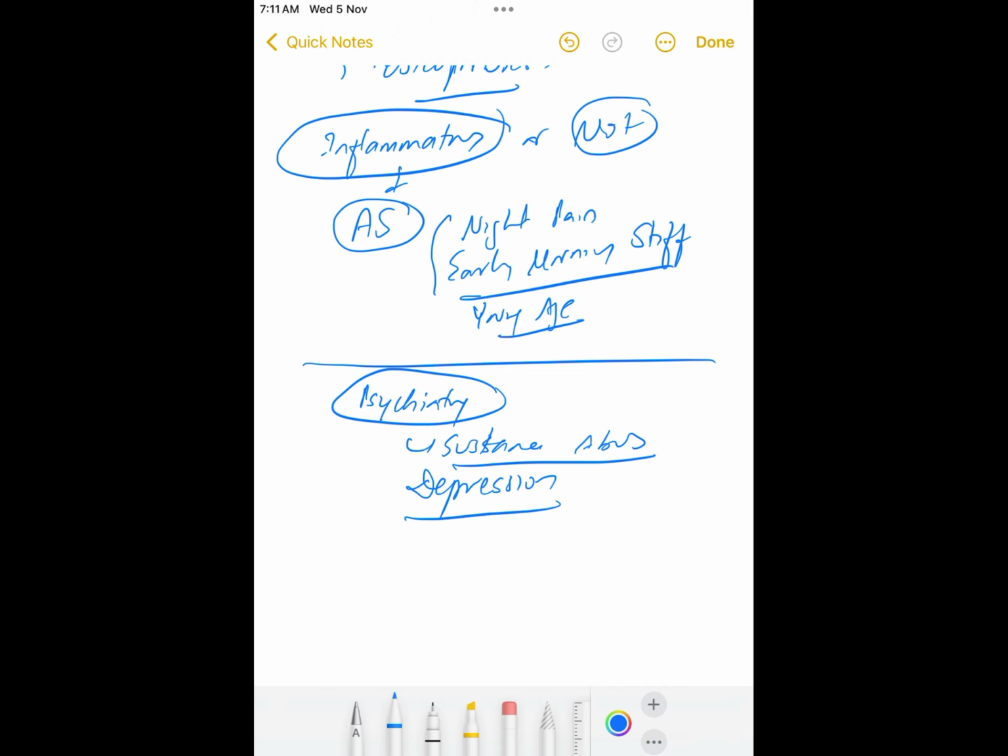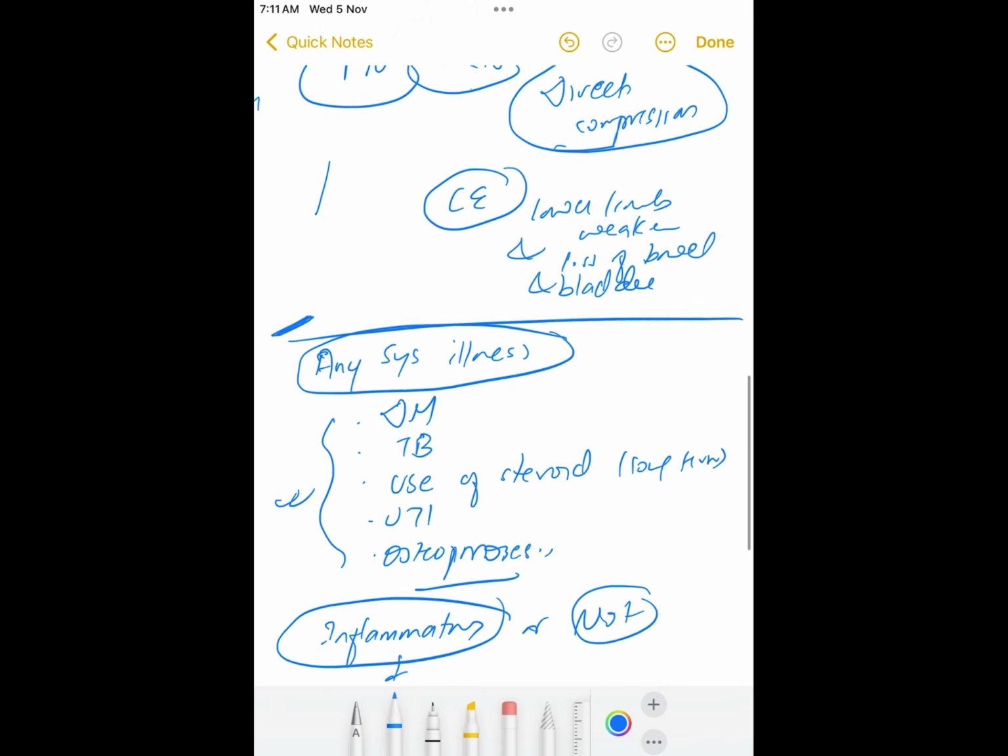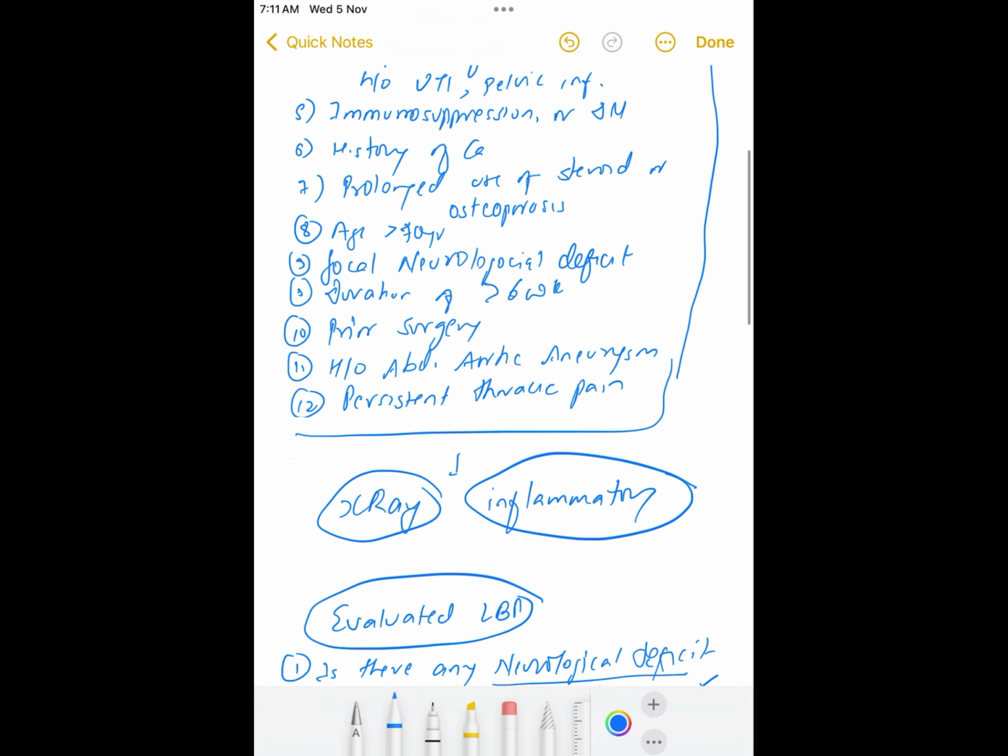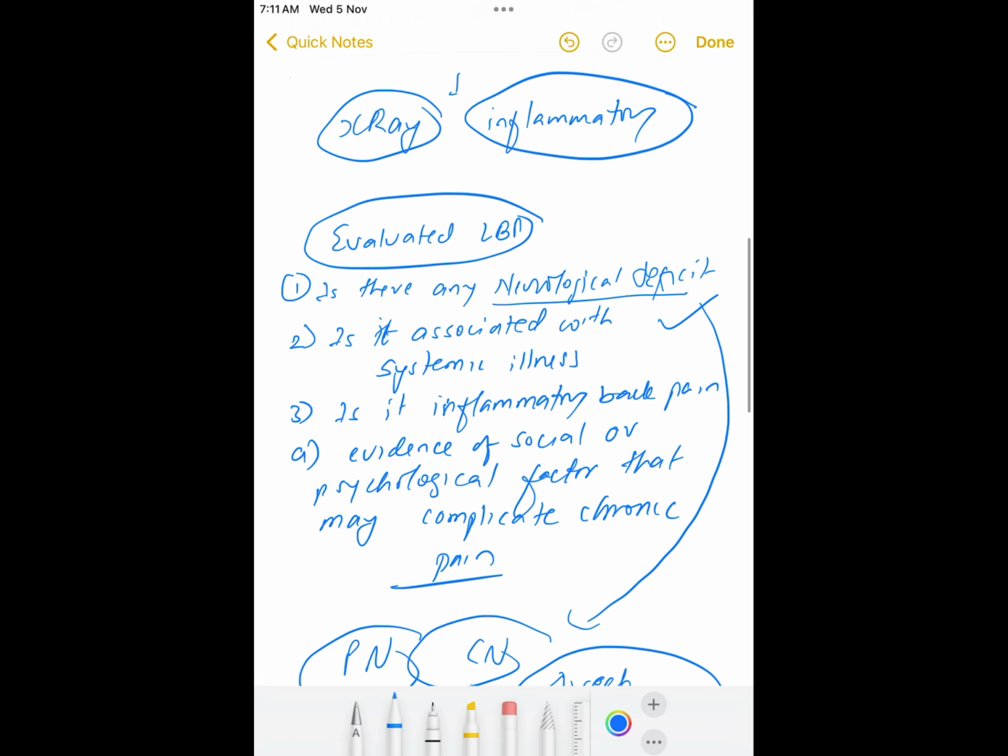So finally, before evaluation of low back pain, you have to know these three to four things, so that it will be very easy for us during evaluation of low back pain.